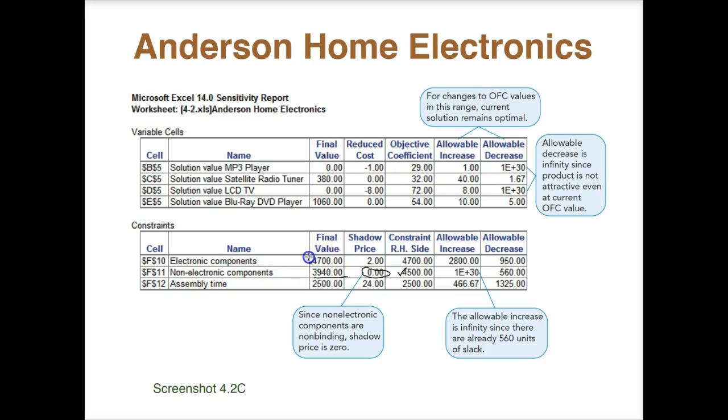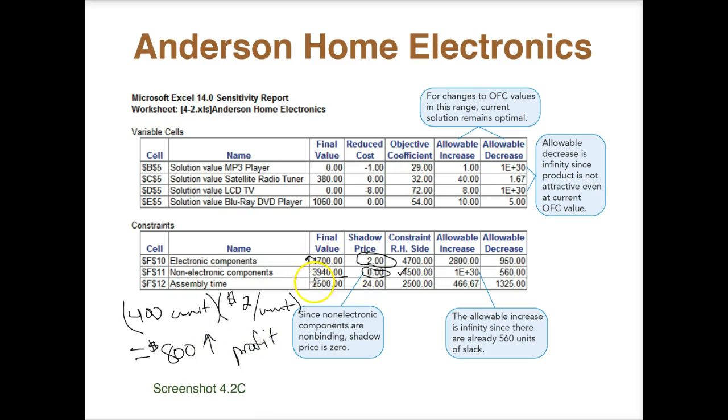So if we go back to our sensitivity report, you see for our electronic components, if we were to increase this by 400 units, here we have a shadow price of $2. And so the shadow price tells us how much we're going to change in profit, whether increasing or decreasing, based upon a unit change in the value here. So we know here that we want to change 400 units, and our shadow price is $2 a unit. So the result here is going to be a total of $800 increase in profit.